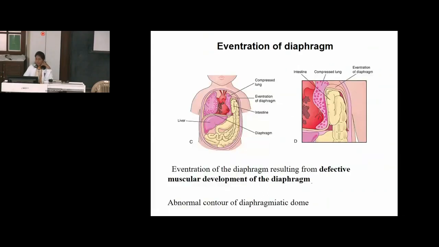The other congenital anomaly we can see here is eventration of the diaphragm. What is eventration? Abnormal formation of the muscular component of the diaphragm. Here the diaphragm is formed, there is a partition, but it is weak. The muscles are weak, so these structures go into the thoracic cavity along with the diaphragm. An abnormal contour of the diaphragmatic dome is seen here. That is named eventration of the diaphragm.